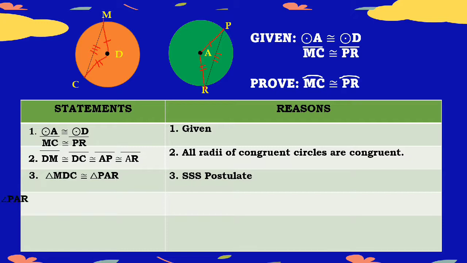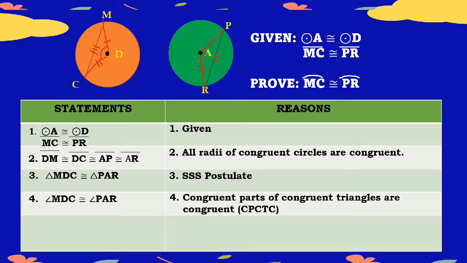Since the two triangles formed are congruent, we can say that angle MDC is congruent to angle PAR. The reason for this is congruent parts of congruent triangles are also congruent, known also as CPCTC. Now, we can prove that arc MC is congruent to arc PR. What will be our reason? We can now use theorem number 1.